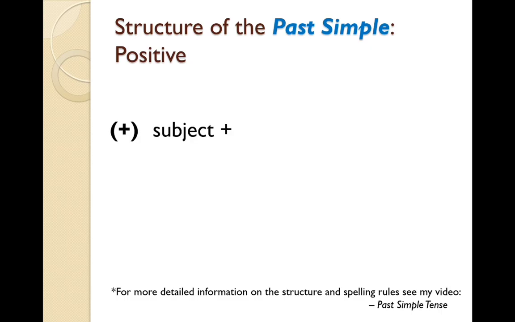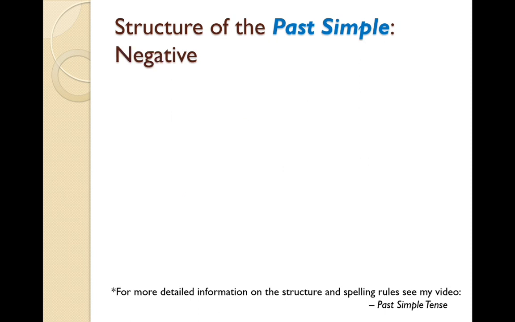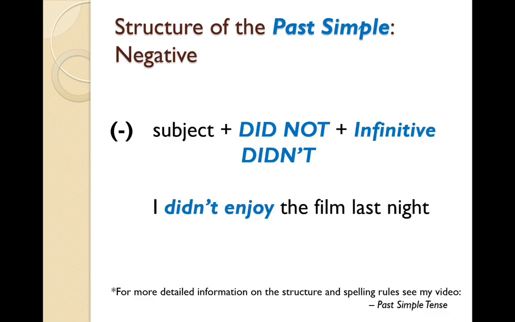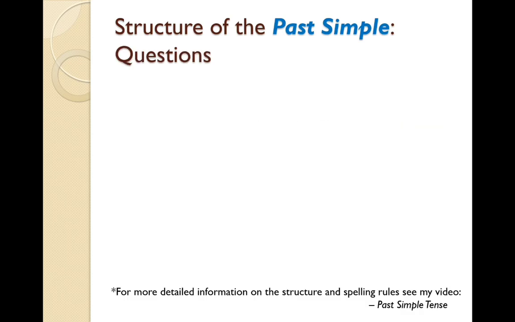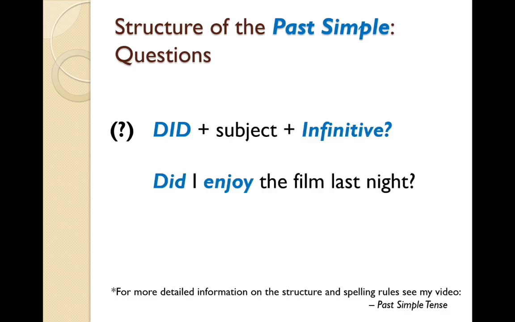We use the subject plus the past simple form of the verb, which I call V2 or verb 2. I enjoyed the film last night. For the negative, we use the subject plus did not or didn't plus the infinitive of the verb. I didn't enjoy the film last night. For questions, we start with did plus the subject plus the infinitive. Did I enjoy the film last night?